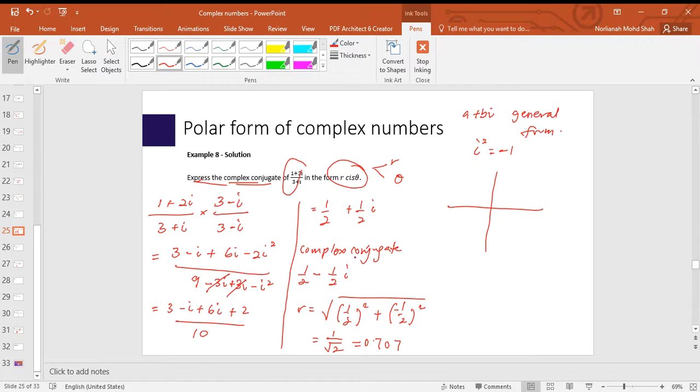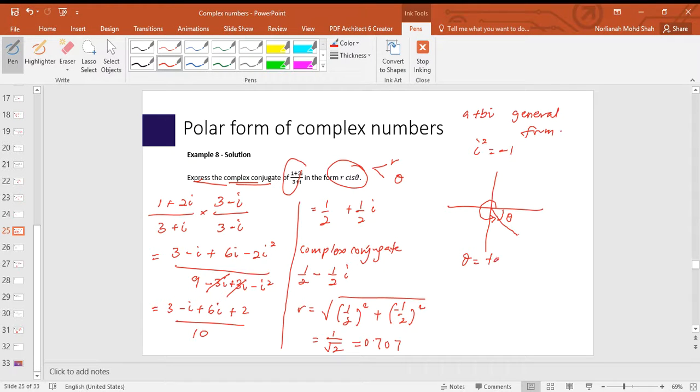Now for theta, bear in mind we need to find the location of this complex conjugate in the Argand diagram. From this Argand diagram, we can plot 1 over 2 and negative 1 over 2. So the location is in the fourth quadrant. This is the theta reference angle, but our theta should be over here. If you want to give the theta in the form of the reference angle, it's okay, I still accept it.